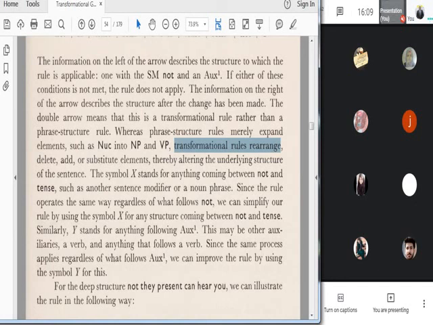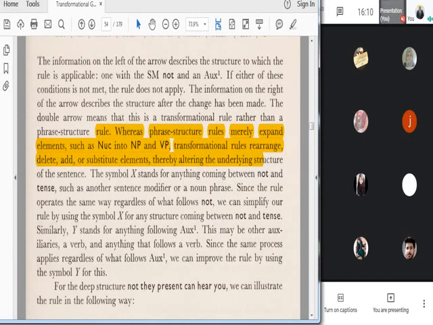Pay attention, there is a big difference between transformational rules and phrase structure rules. In phrase structure rules, we only expand sentences or elements of sentences or structures. This is very important. In transformational rules, we rearrange, delete, add, or substitute elements. So that's why we call them processes, transformational processes.